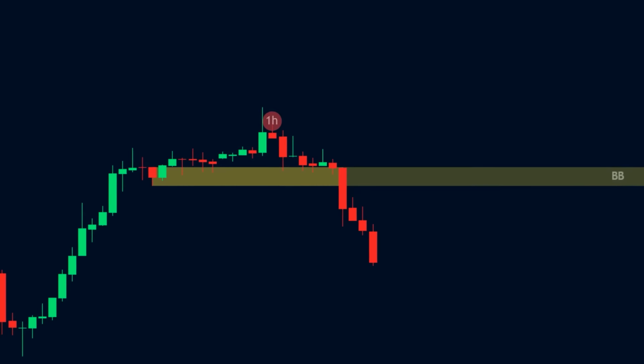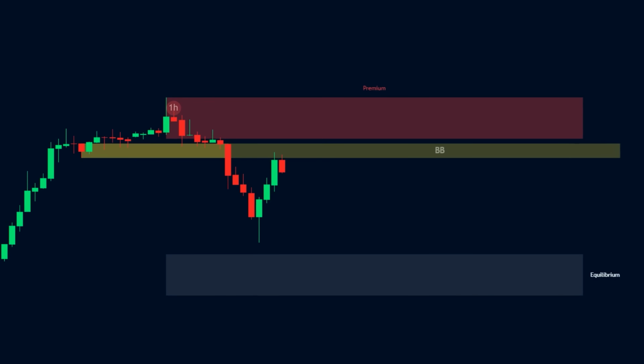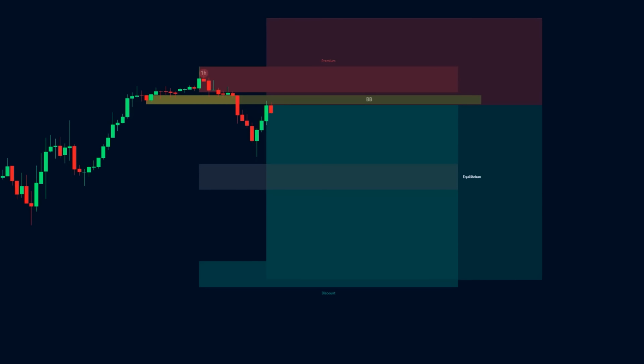But just like before, don't take the trade when price pulls back without confirmation. Toggle on the premium and discount zones. Since price is sitting in the premium area, the setup is valid. Take the sell and place a stop loss just above the breaker block and target a 2 risk to reward trade. Pretty simple, right? So let's recap the strategy.